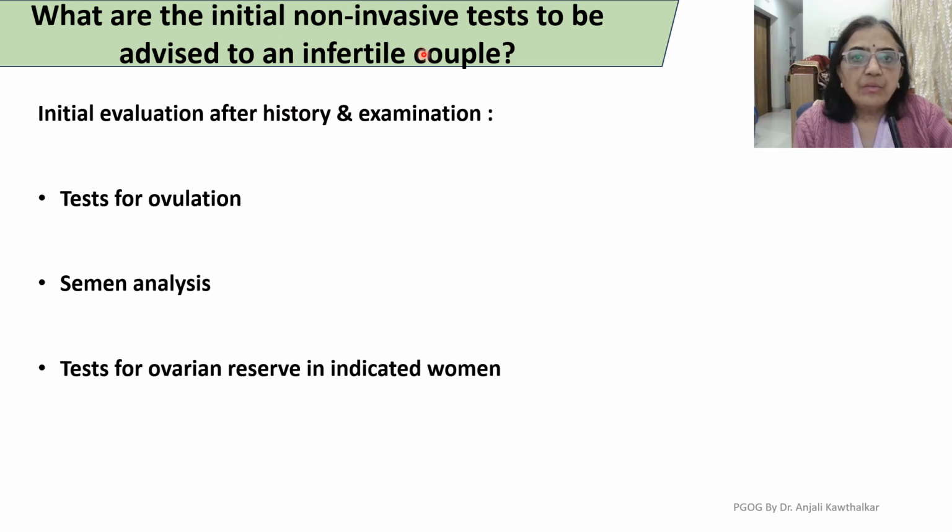Now, what initial non-invasive test will you perform in an infertile couple? Whenever a patient comes, we initially go for non-invasive tests, and if they are not giving adequate information, then only we shift to invasive investigations. So, initial evaluation: test for ovulation, especially if there is a menstrual history suggestive of ovulatory dysfunction. Semen analysis should always be done as initial evaluation before doing any invasive evaluation in the female partner. And test for ovarian reserve is to be done only in indicated women.